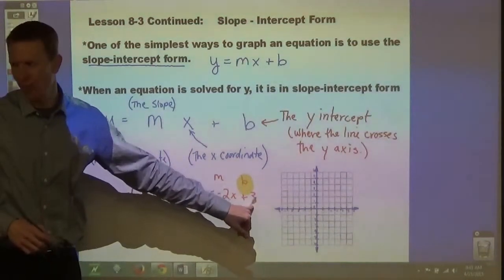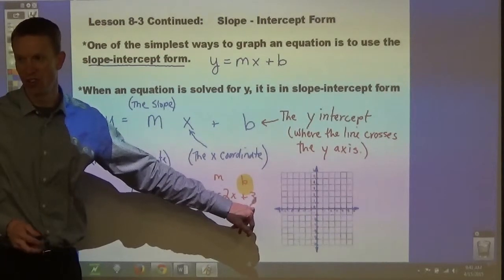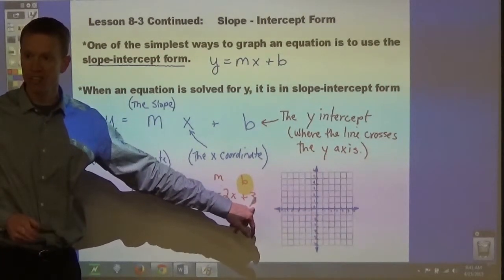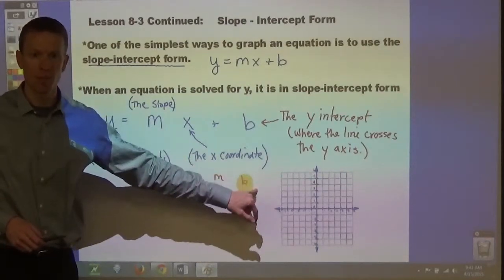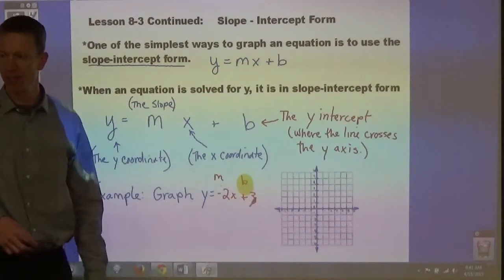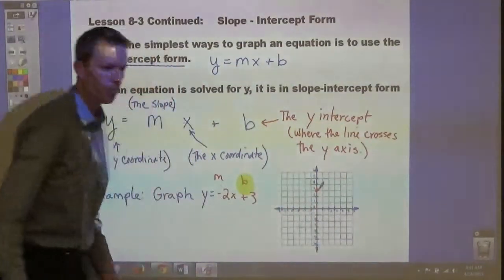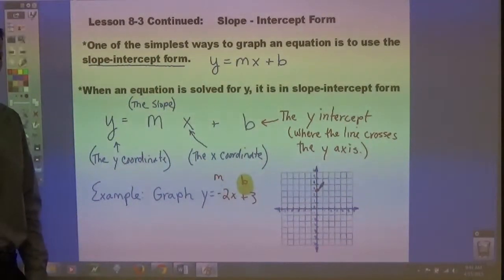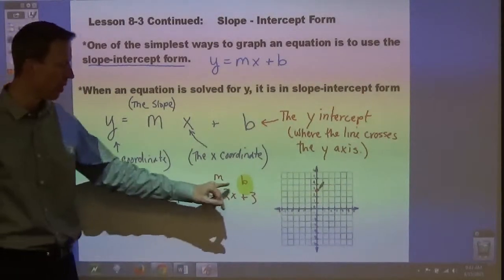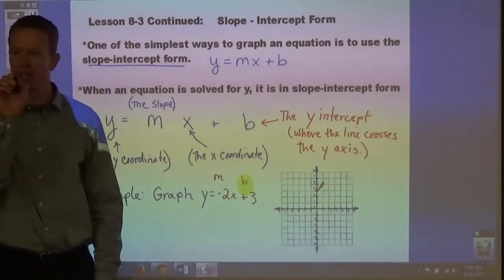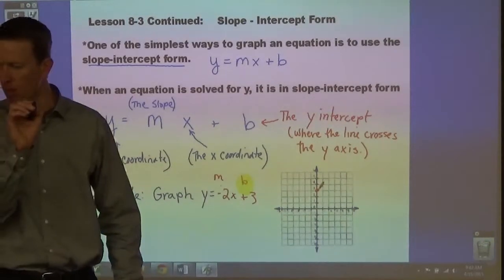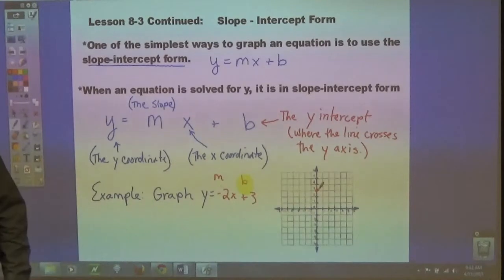Now, it's not always going to be 3. This number could be any number in the world. But it's 3 this time. This is the b. This is the y-intercept. So again, mark 3 on the line. Go ahead and do that. Mark 3 on your graph. Number 9. Find number 9. Find the y-intercept, which is b in the equation. You could put a little b above it. In fact, everybody do that. Put a little b above the 3 in number 9.